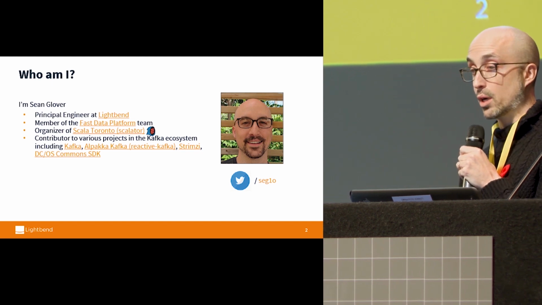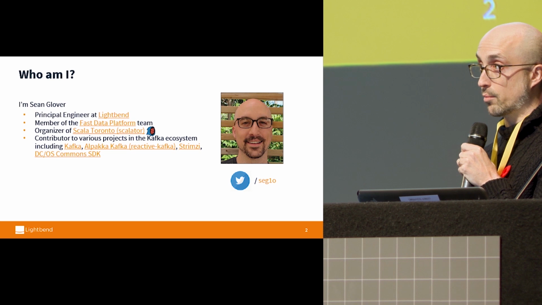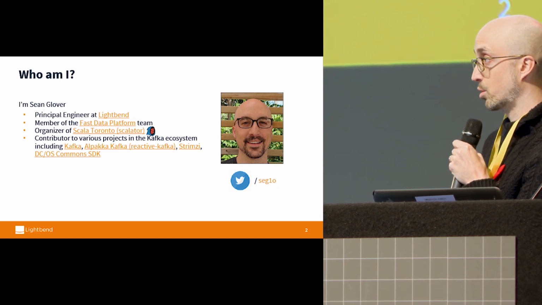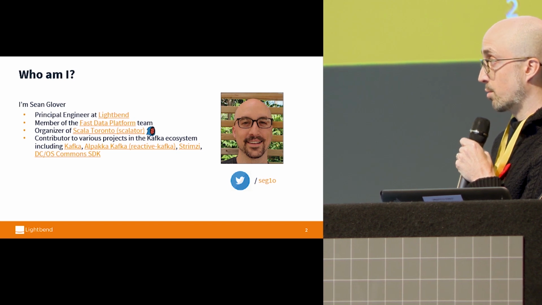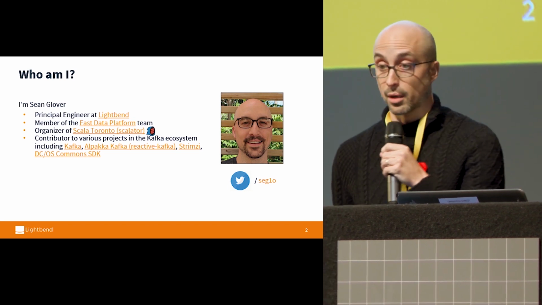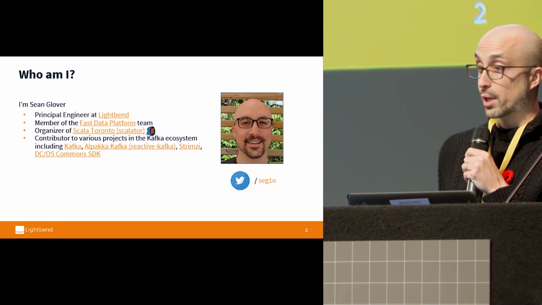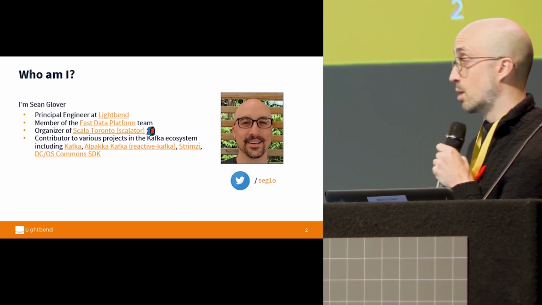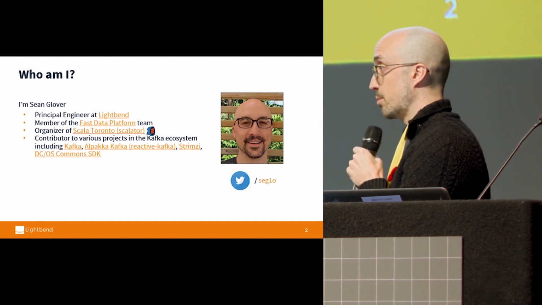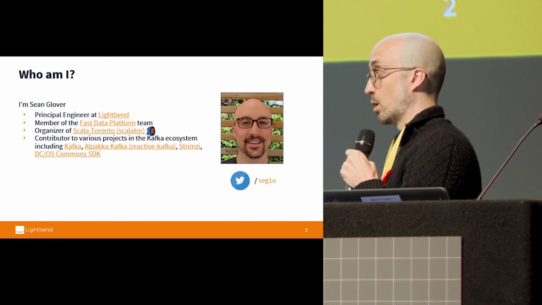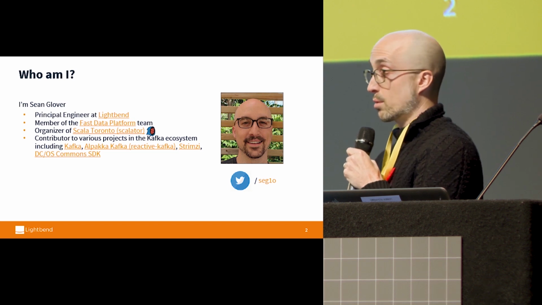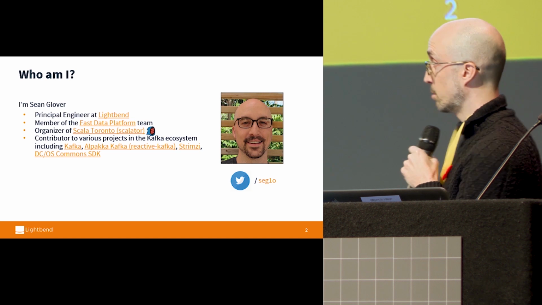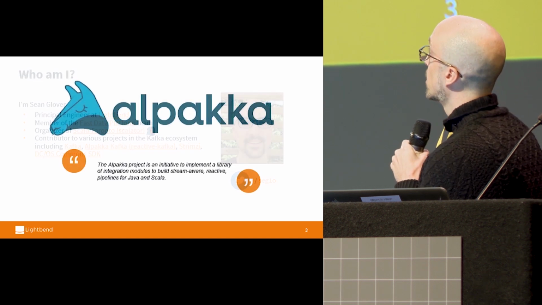Strimzi is a really neat project. I encourage people to check it out if they want to run Kafka on Kubernetes. It's pretty mature. They just released their first production-ready version. And if you use Kubernetes, you'll definitely find that project interesting. And then the DCOS Commons SDK is a library to help write stateful services to run on DCOS and Apache Mesos. So I was involved in that last year.